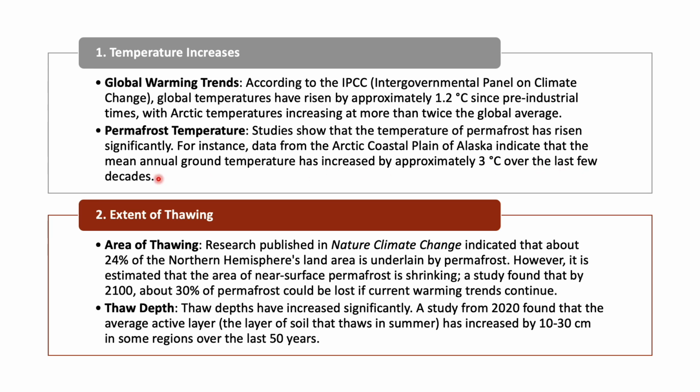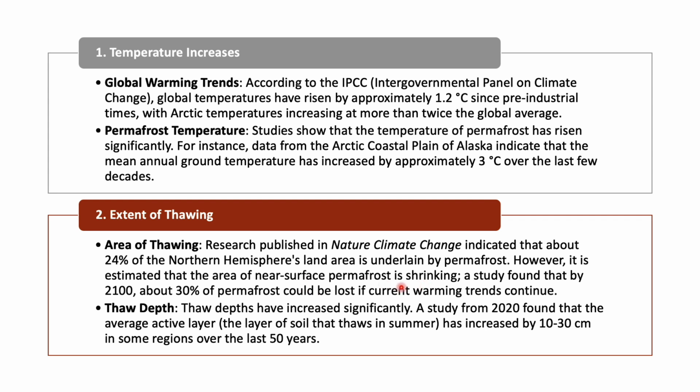So this tells that when global warming happens, the permafrost also is being affected. So how much is the extent of this thawing? Basically, a paper published in Nature Climate Change talks about 24% of the northern hemisphere's land area being underlain by permafrost. It is estimated that the area of near-surface permafrost is basically shrinking.